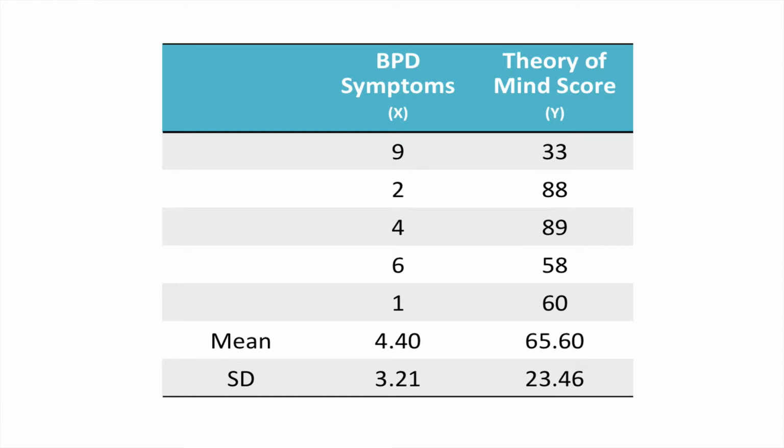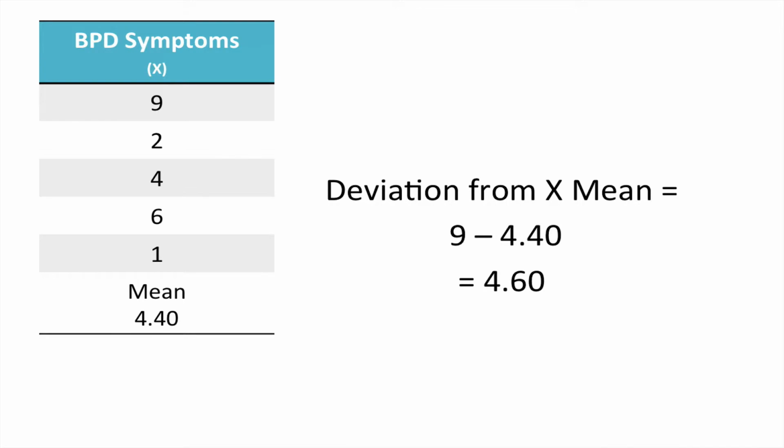The first thing you need to do is work out how much each score deviates from its mean, and this is similar to what we did in the video for working out the variance and the standard deviation, but because we have two different variables, we need to do it separately for each variable. So first of all, we're going to take BPD symptoms, and we've got our mean for it there. We're going to take the first score and subtract the mean from it, which in this case is 4.6, and then we're going to do that for all the scores.